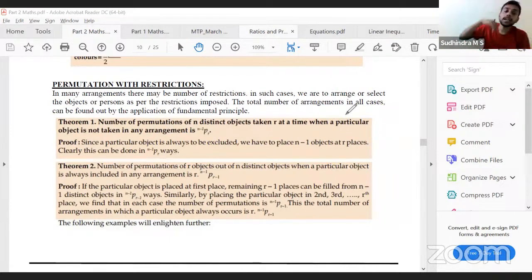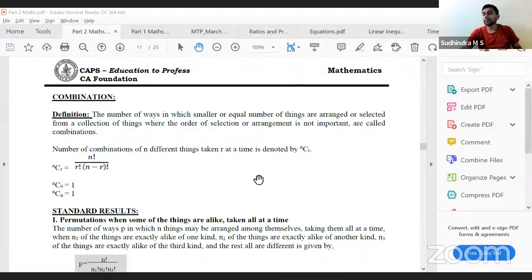Similarly, I have 10 objects, but one of the objects would compulsorily be a part of those 6 objects. It means that from the balance 9, I have to take 5. So that would be 9P5, which is n minus 1 P r minus 1. Okay, that is about permutations.